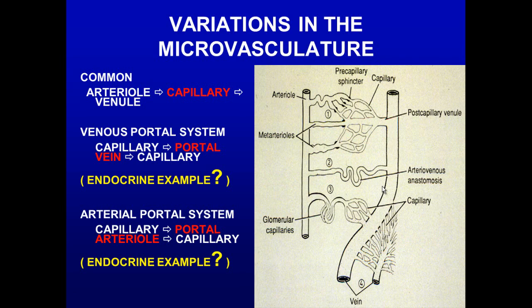So regarding variation in microvasculature, remember we said the common thing is to have arterial, capillary, and then venule. That's your typical thing. There also are portal systems. You have a venous portal system where you have a capillary network, a portal vein, and then another capillary network, and we have an endocrine example of that. There's also an arterial portal system where you have a portal arteriole in the middle between two capillaries. There's an endocrine example of that.